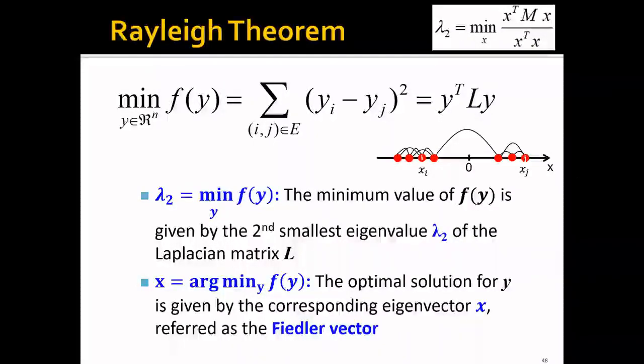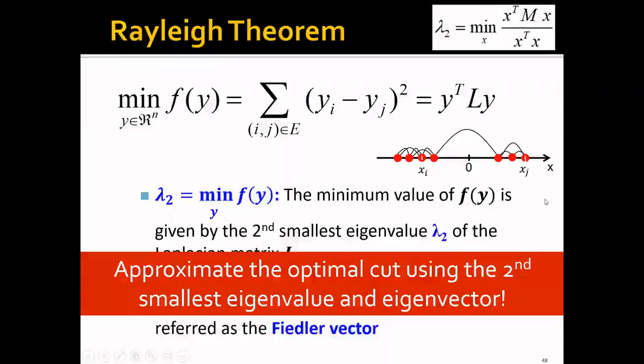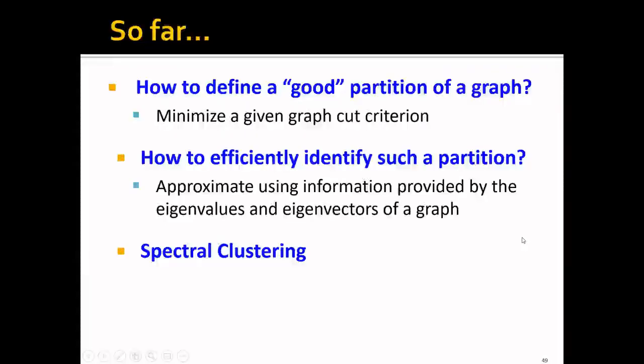Basically, what the previous part tells us is that we can approximate the optimal cut using the second smallest eigenvalue and eigenvector. And so far, we have discussed how to define a good partitioning of a graph. Basically, one good partitioner is the one that can minimize a given graph cut criterion. And we also talked about how to efficiently identify such a partition. And the answer is to approximate it using information provided by eigenvalues and eigenvectors of a graph. And let's see how to put this all together to design a spectral clustering algorithm.